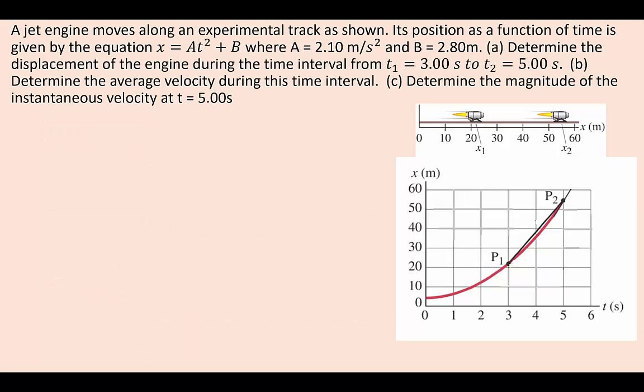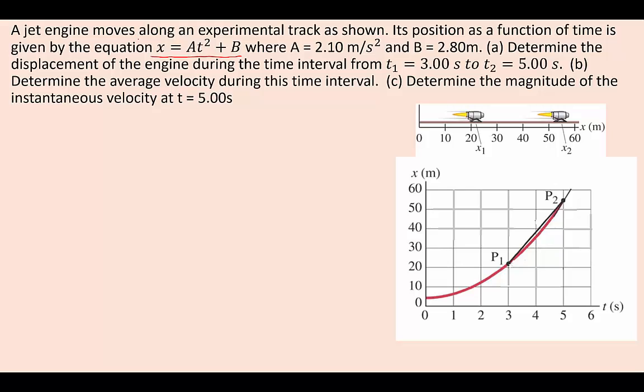A jet engine moves along an experimental track as shown here on the right. Its position as a function of time is given by the equation x equals at squared plus b, where a is 2.1 meters per second squared and b is 2.8 meters. Part A, determine the displacement of the engine during the time interval t1 equals 3 to t2 equals 5 seconds. Part B, determine the average velocity during this time interval. And Part C, determine the magnitude of the instantaneous velocity at t equals 5 seconds.